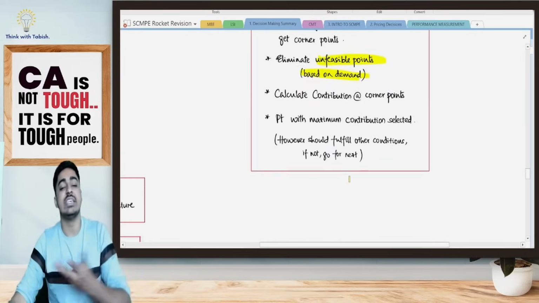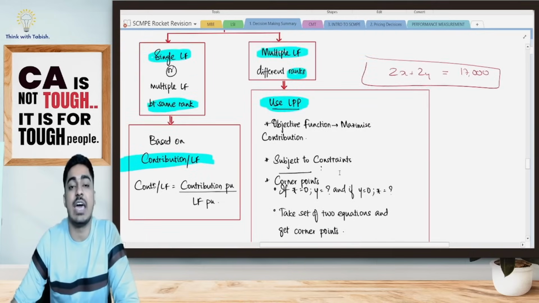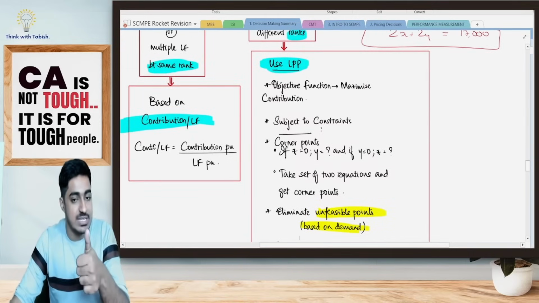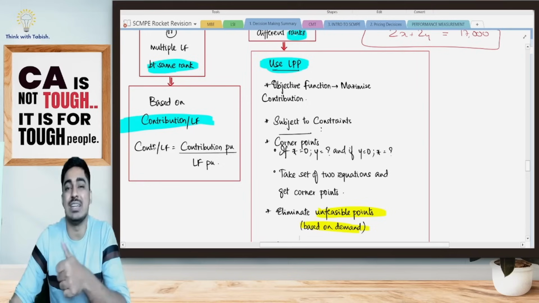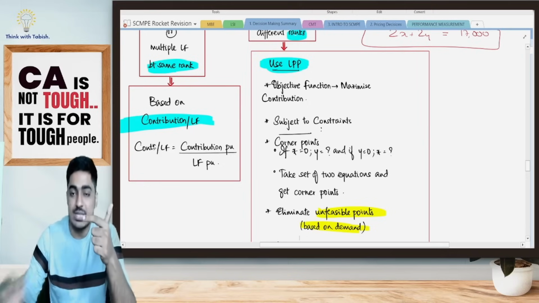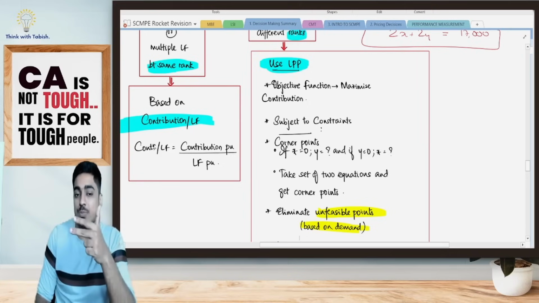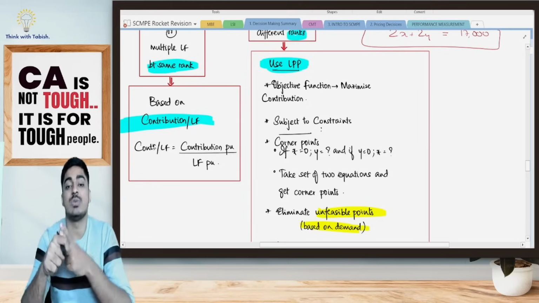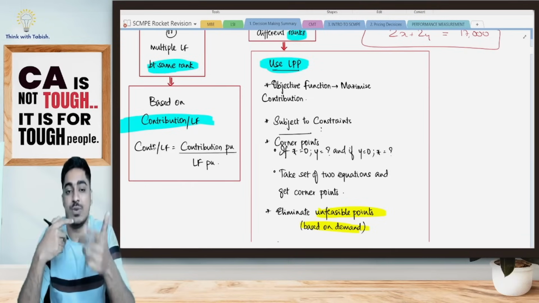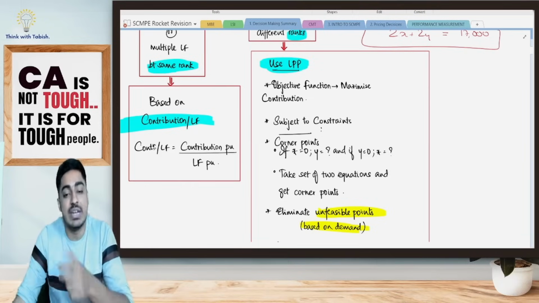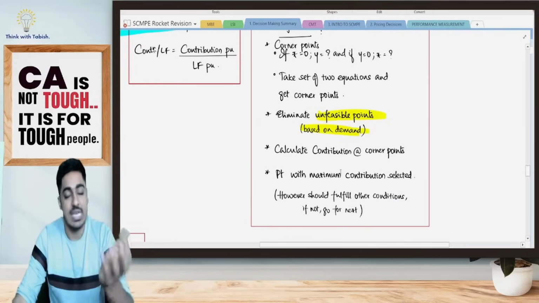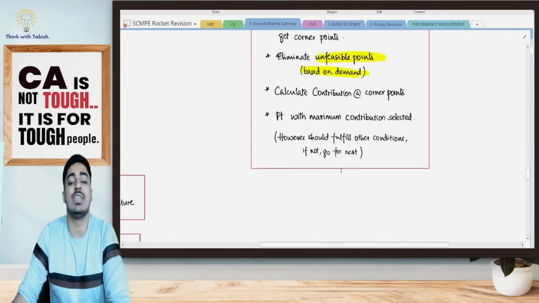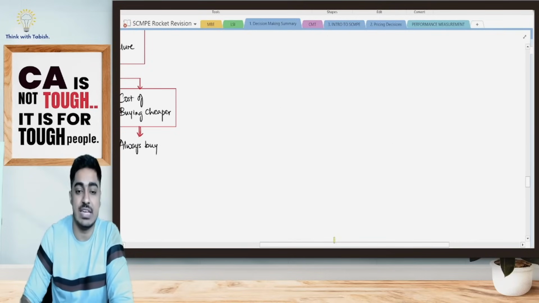Is it clear? This way, we'll be solving our question if we are having LPP. First, objective function: maximize z is equal to 36x plus 31y. It is subject to constraints. Write it down one by one. Get your corner points. Firstly, if x is equal to 0, how much is y? Secondly, take a set of two equations, solve that. Next, eliminate unfeasible points. For balance points, calculate contribution. Select that where your contribution is maximum. Is it clear, everyone? Yes.